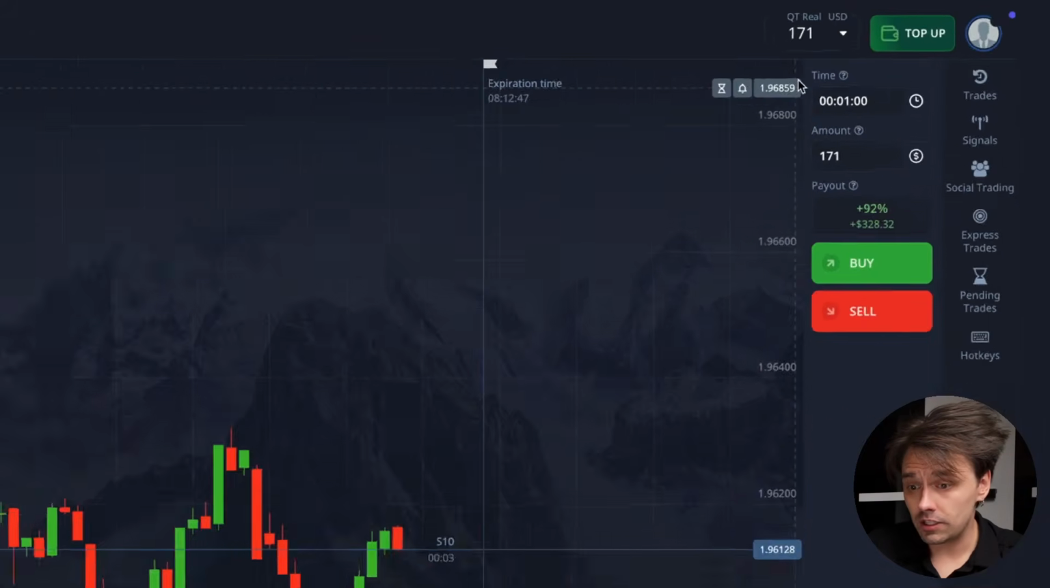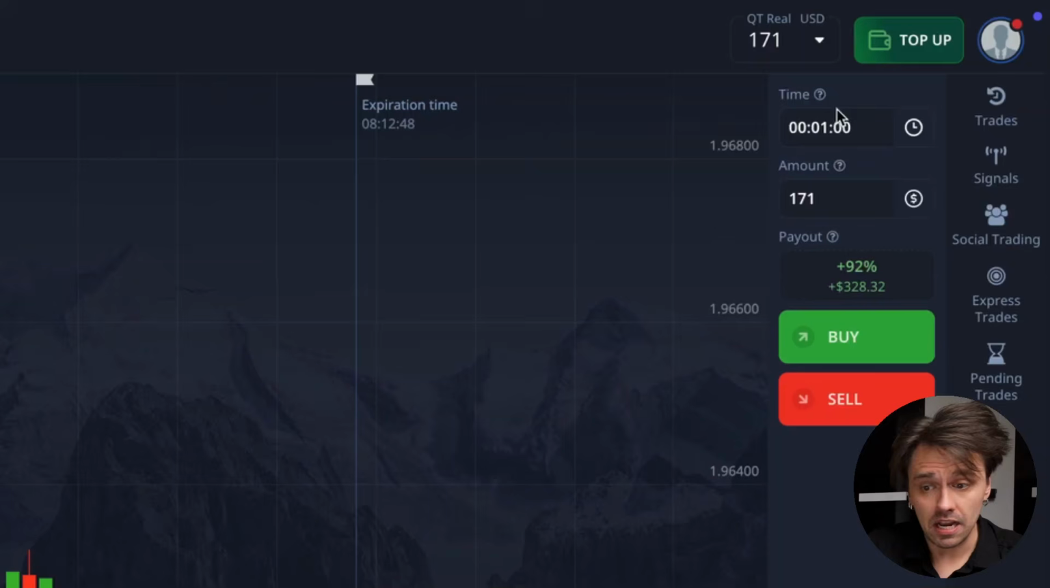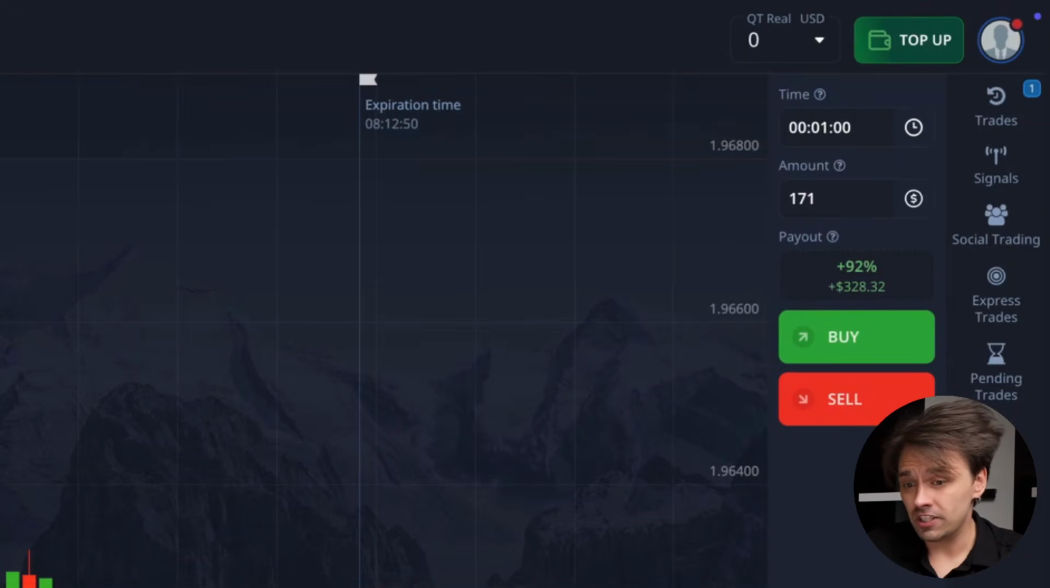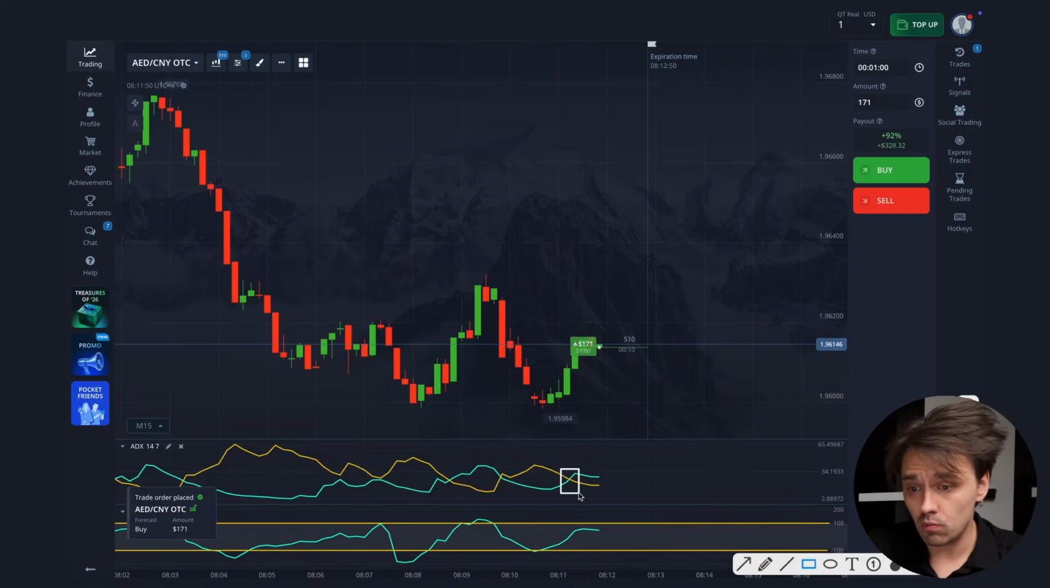So let's begin. For now, I'm ready to open a series of trades, and I have already found, in my opinion, a successful option. So I'm opening to the upside for $171, trade time 1 minute. Right now, I'll show you in more detail what exactly I'm gonna do.